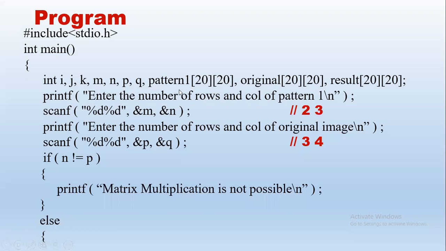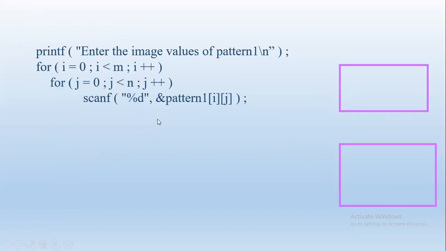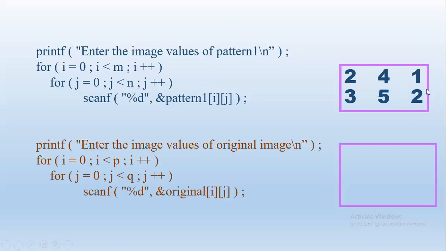So the matrix which we want to multiply, first matrix with 2 rows and 3 columns, M rows and N columns in general. Whatever input we give, it will take. So now first thing is to take input for pattern 1. We have given 2, 3, that means 2 rows and 3 columns, as you can see in this example. Next we have given 3, 4. That means original has 3 rows and 4 columns, P and Q.